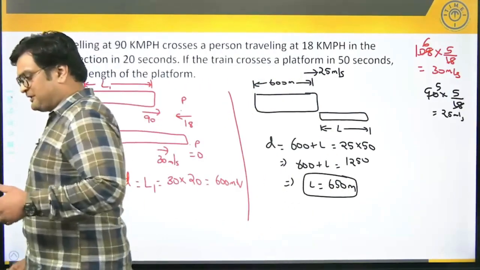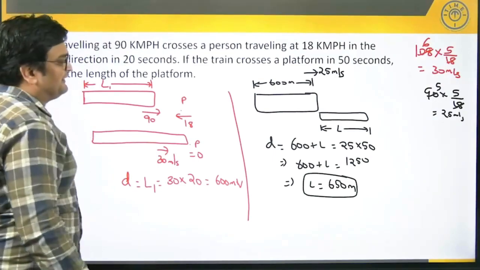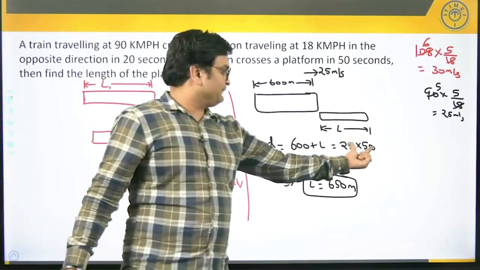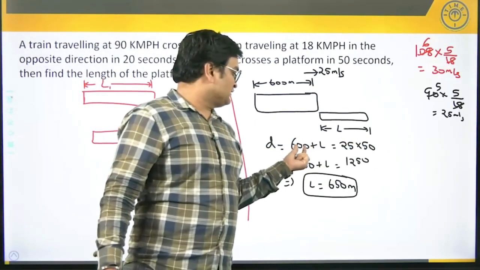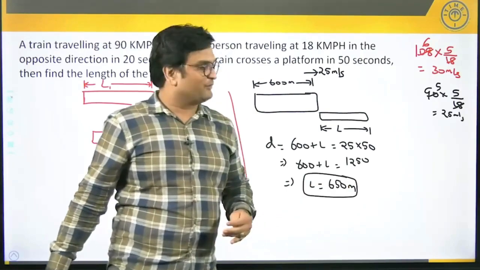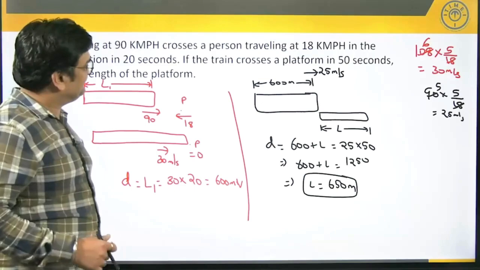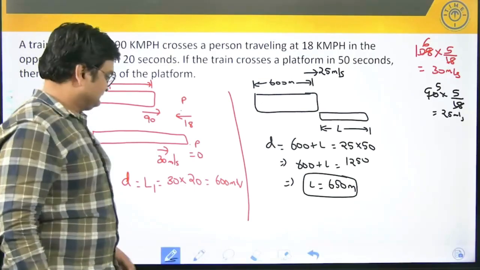Right? It's going to be meters because we are taking the length of the train also in meters here. So this is also in meters. Meters per second into seconds, this is also meters. We'll get our answer in meters only. So what is the length of the platform? It's 650 meters. That's the final answer. I hope we are clear with this.